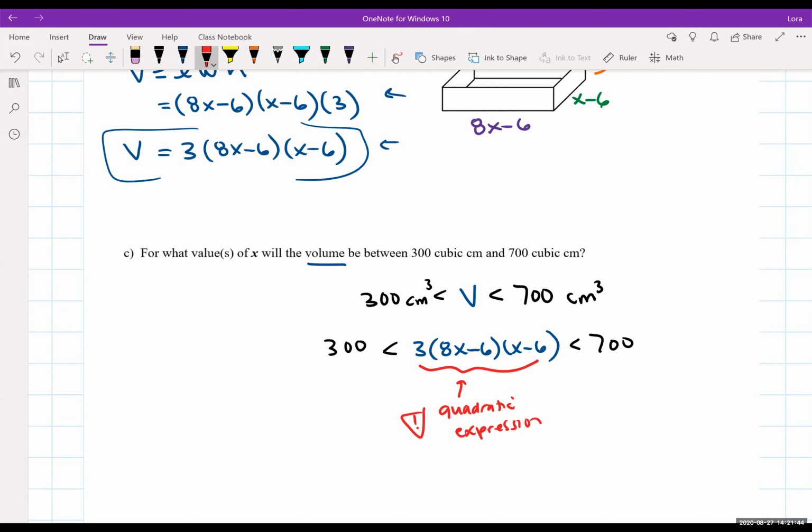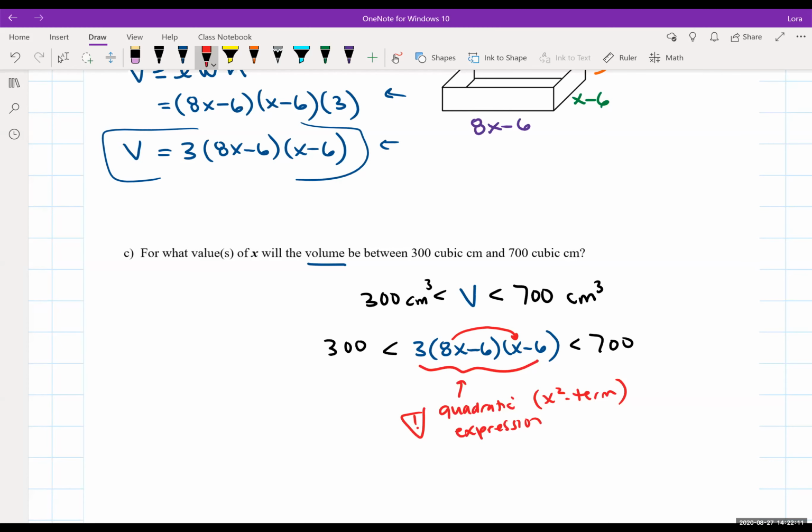Well, if you were to multiply 8x times x, you're going to have yourself an x squared term. So that's going to throw a little bit of a wrench into our process, because it's really hard to solve quadratic inequalities that have 3 parts to it. We could play around with sign analysis, but this would be a great opportunity to pull our TIs out to really go through this.